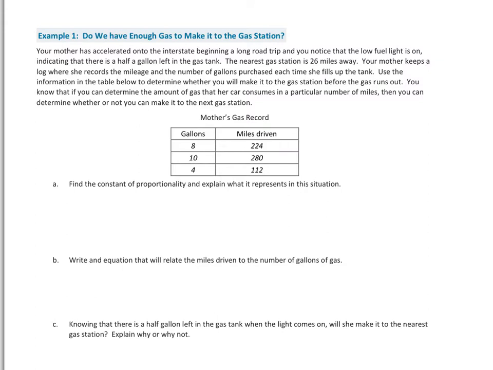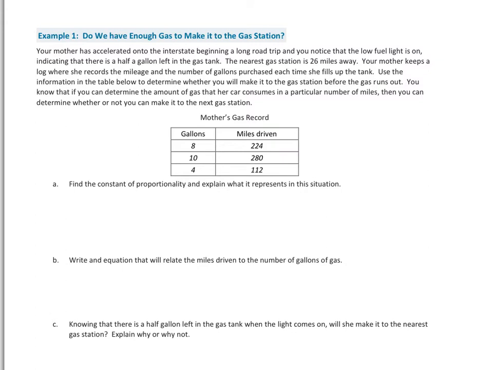So your mother has accelerated onto the interstate beginning a long road trip, and you notice that the low fuel light is on, indicating that there is half a gallon left in the gas tank. The nearest gas station is 26 miles away. Your mother keeps a log where she records the mileage and the number of gallons purchased each time she fills up the tank. Use the information in the table below to determine whether you will make it to the gas station before the gas runs out.